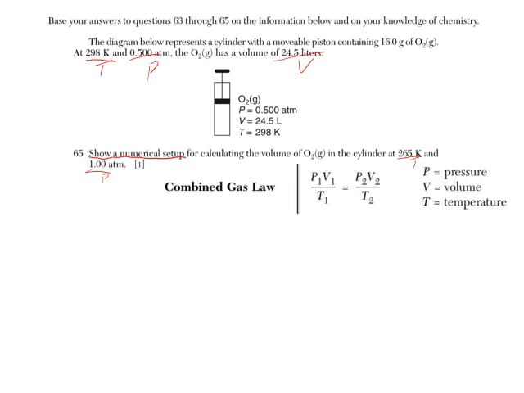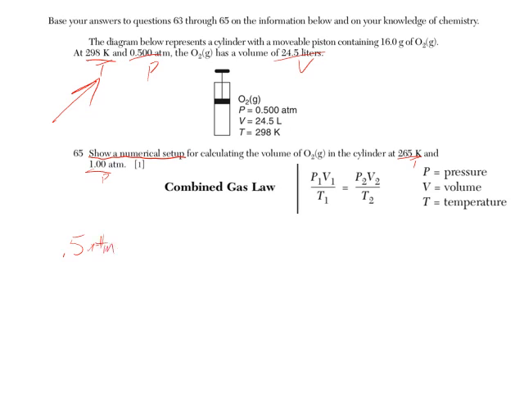So for this, we're going to use the combined gas law equation: P1V1 over T1 equals P2V2 over T2. The pressure and the volume divided by the temperature at the first set of conditions equals pressure times volume divided by temperature at a second set of conditions. So to set this up, I'm just going to use my numbers here. The pressure from the initial set of conditions is up here. So that was 0.5 atmospheres.